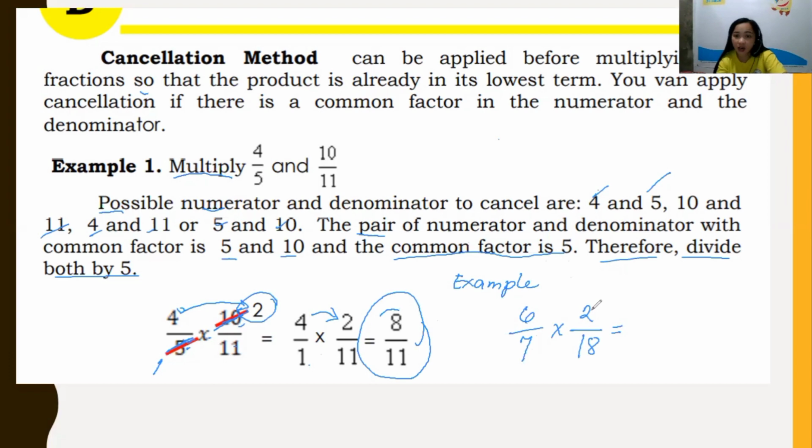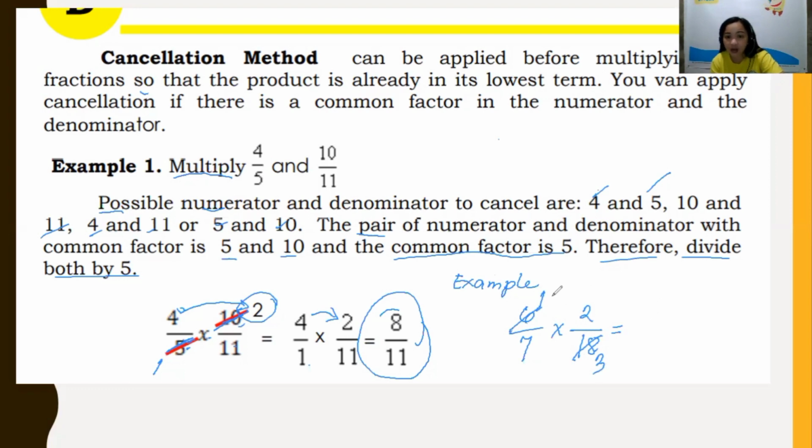So here, let's have a pair of numbers that has a common factor, which is 6 and 18. They are both divisible by 6. So 6 divided by 6 is 1, and 18 divided by 6 is 3. So tandaan, isang number lang yung ipang-divide mo sa numerator at denominator, which is their common factor.